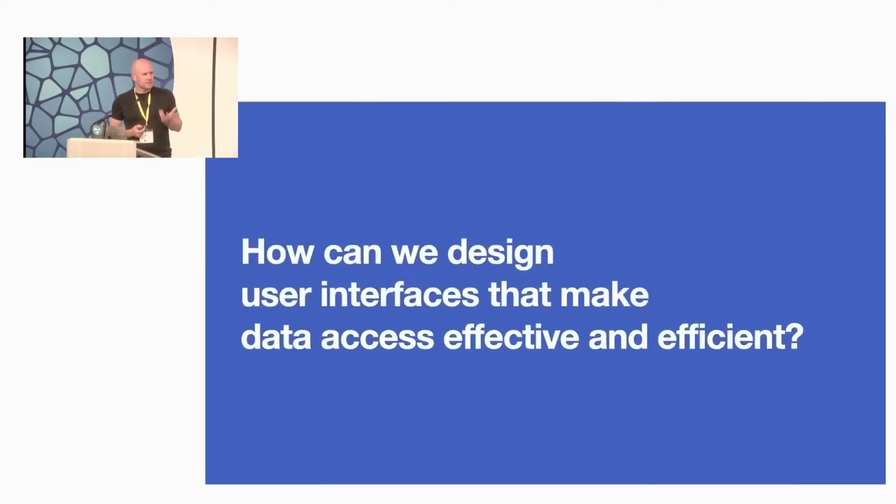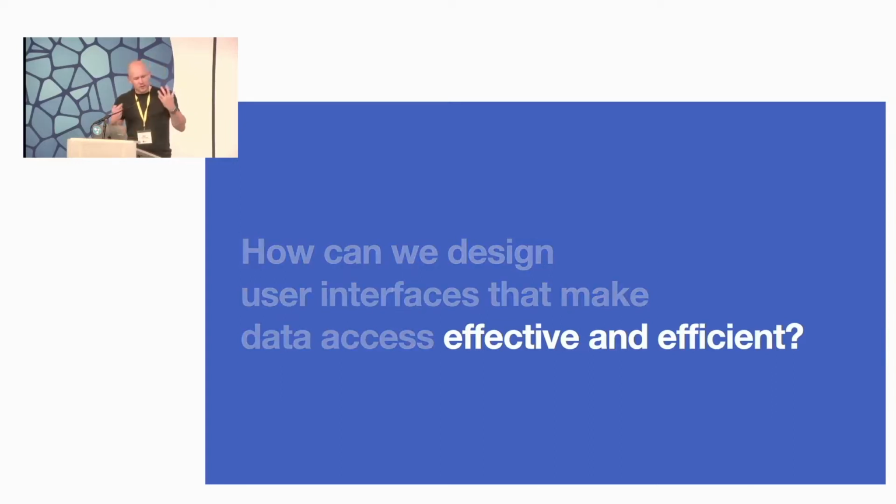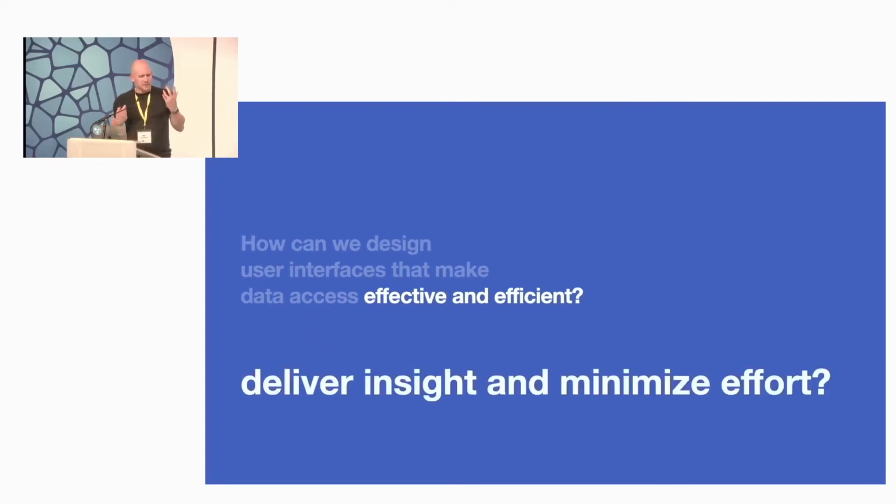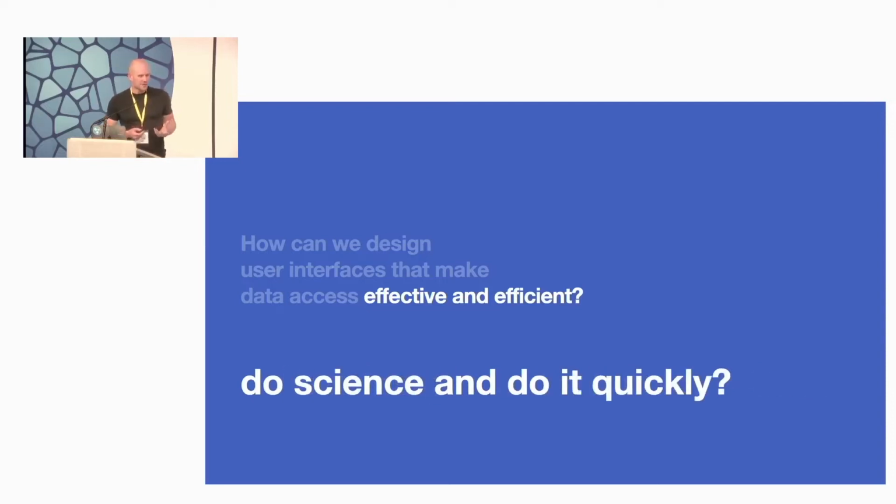And so over the years, I've been thinking a lot about this question, right? So how can we design these user interfaces that make data access effective and efficient? And what do I mean by effective and efficient? So effective to me means it should deliver insight, and efficient means it should minimize effort for the user. It should remove friction. And if you want to take it further, we could also say, let's build data user interfaces that allow us to do science and do it quickly, because that's what we certainly want to do.